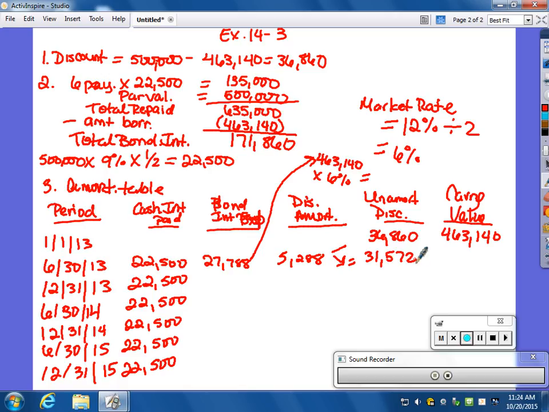And then you take this same 5,288 and add it back to the carrying value. Not to 500,000. What's the amount? 5,288 plus 463,140 gives us what? 468,428.